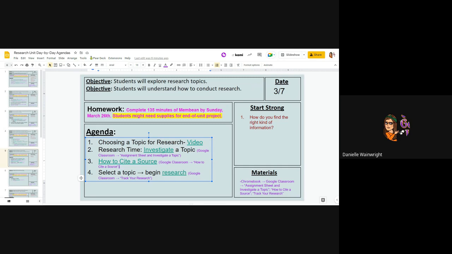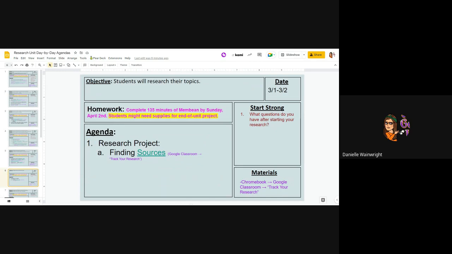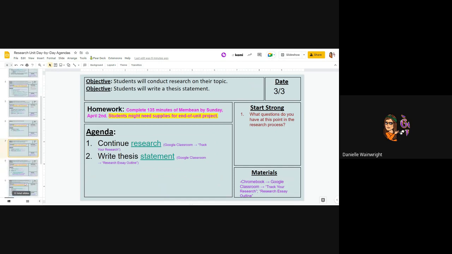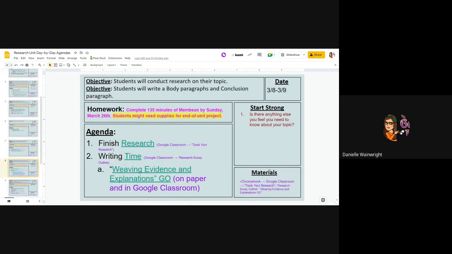So I will teach them how, and they will be required to do it in order for their work to count. And then they'll have time to work on their research, and they'll be working on their research and finding sources for a couple of days. They'll write a thesis statement. On the 8th and the 9th, they'll finish their research.